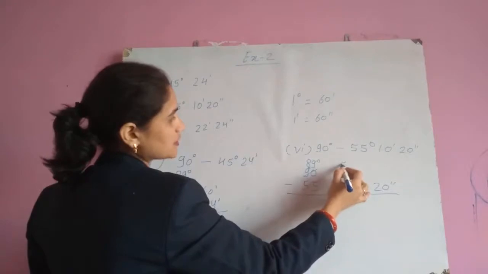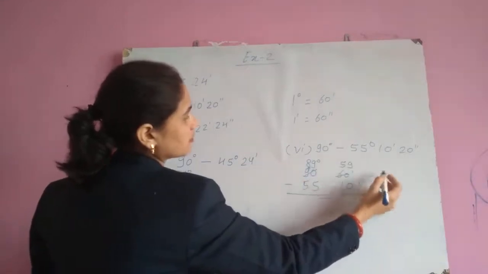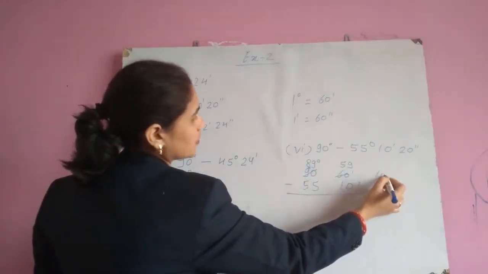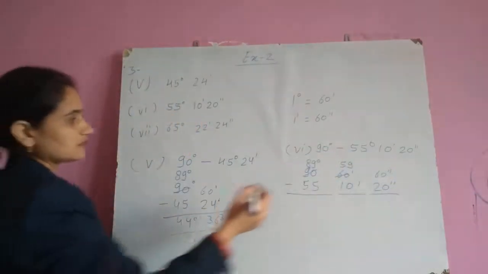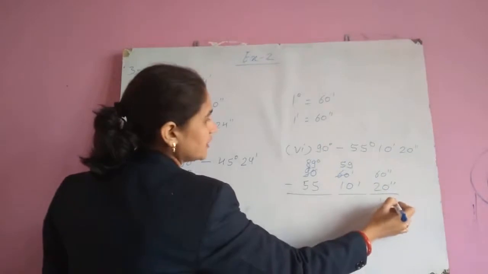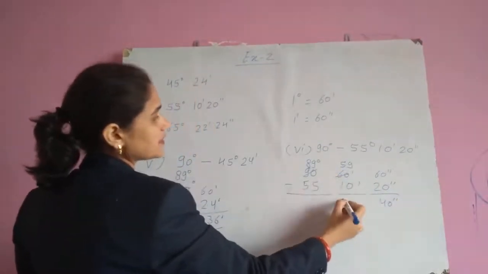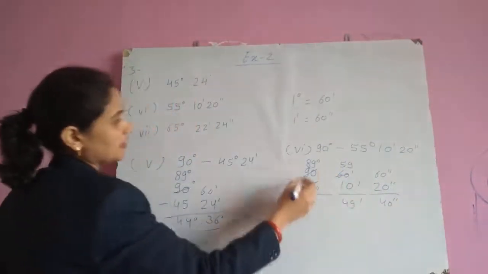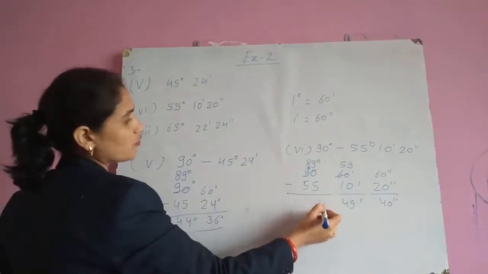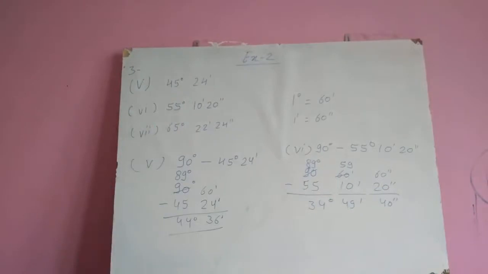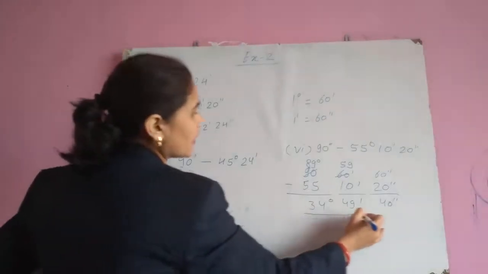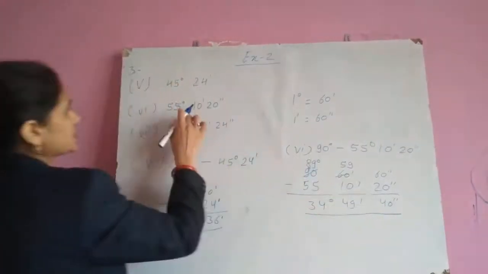If you take it, then what is left here? 59. And what comes here? 60 seconds. Okay. 60 minus 20, 40 seconds. 59 minus 10, 49 minutes. 89 minus 55, 34 degree, 49 minutes, and 40 seconds. This is the required complementary angle of this one.